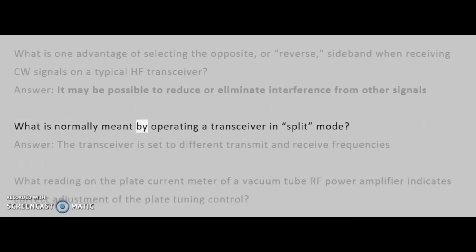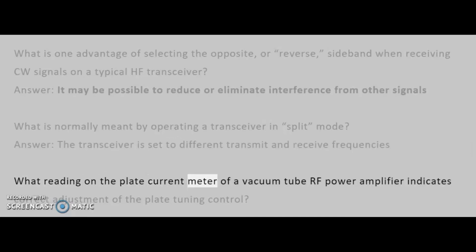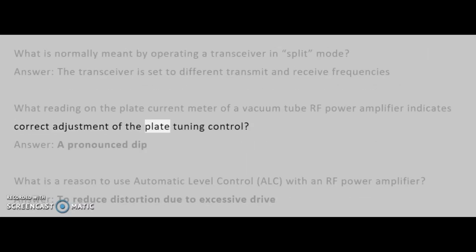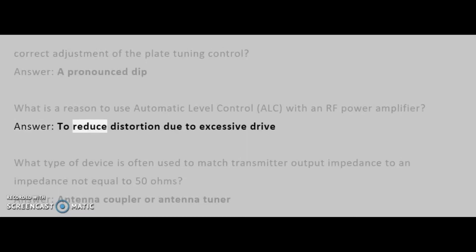What is normally meant by operating a transceiver in split mode? Answer: The transceiver is set to different transmit and receive frequencies. What reading on the plate current meter of a vacuum tube RF power amplifier indicates correct adjustment of the plate tuning control? Answer: A pronounced dip. What is a reason to use automatic level control, ALC, with an RF power amplifier? Answer: To reduce distortion due to excessive drive.